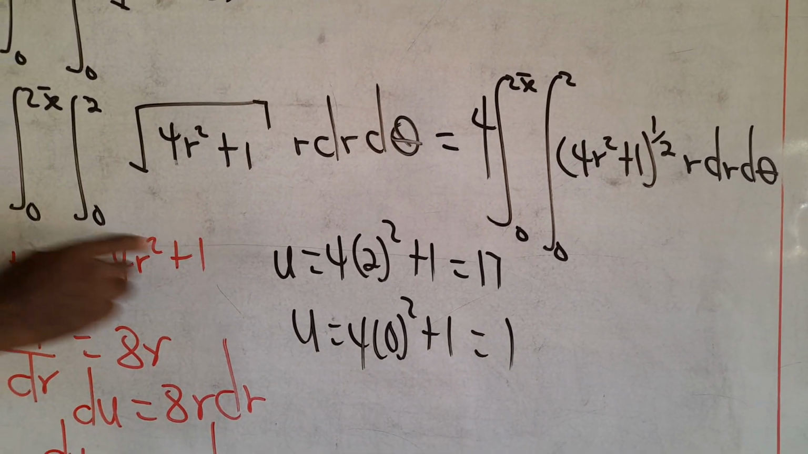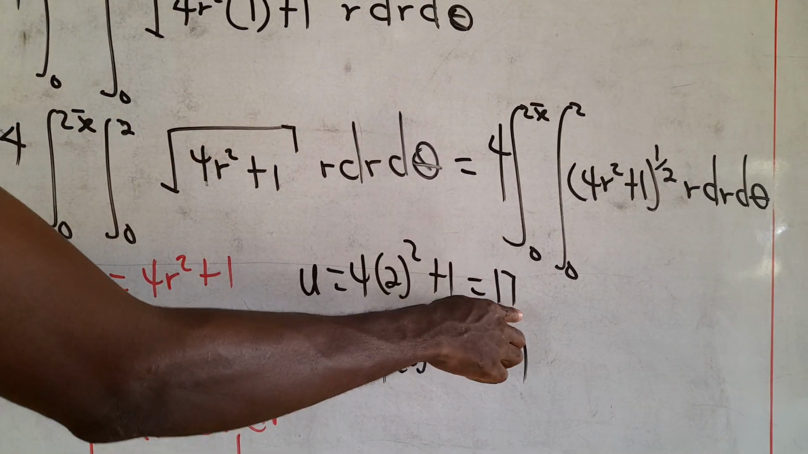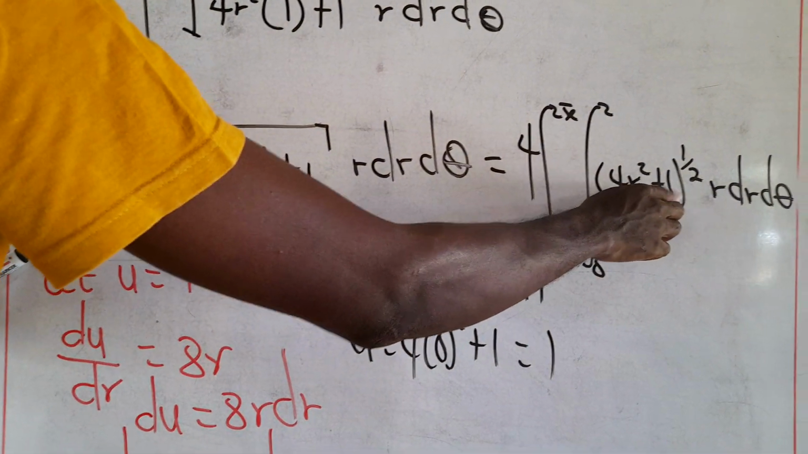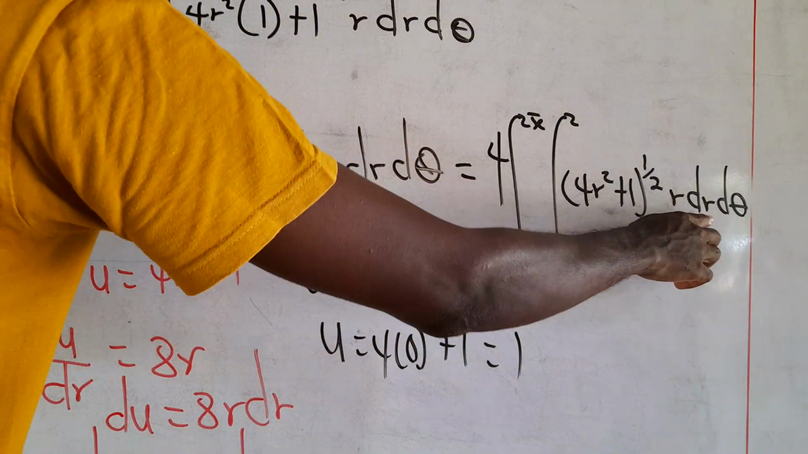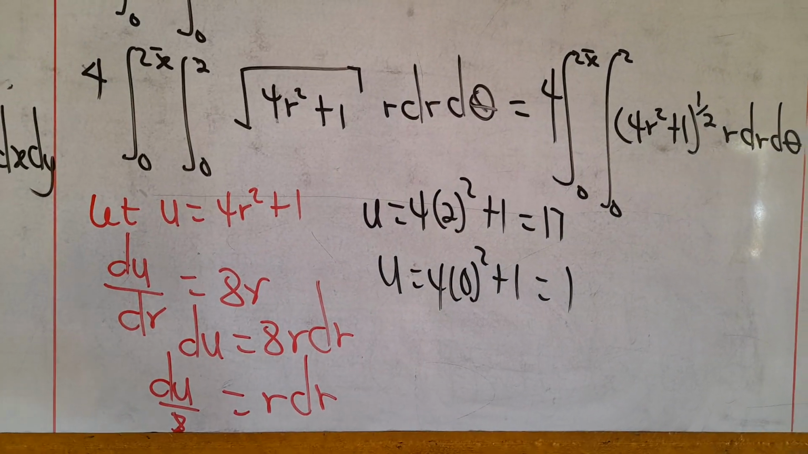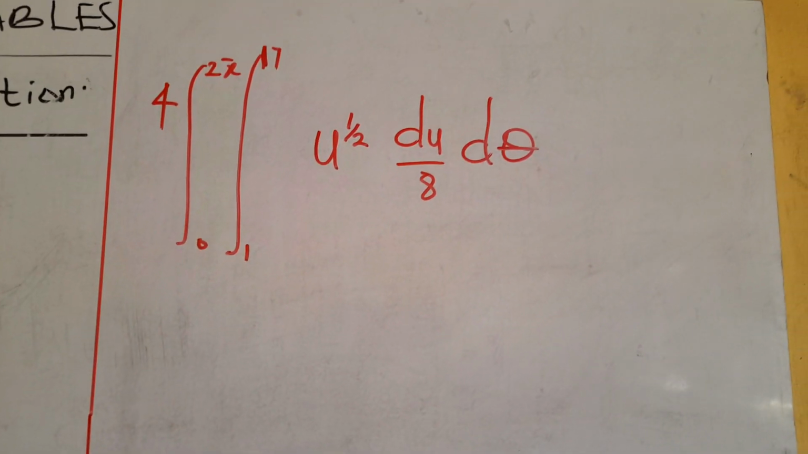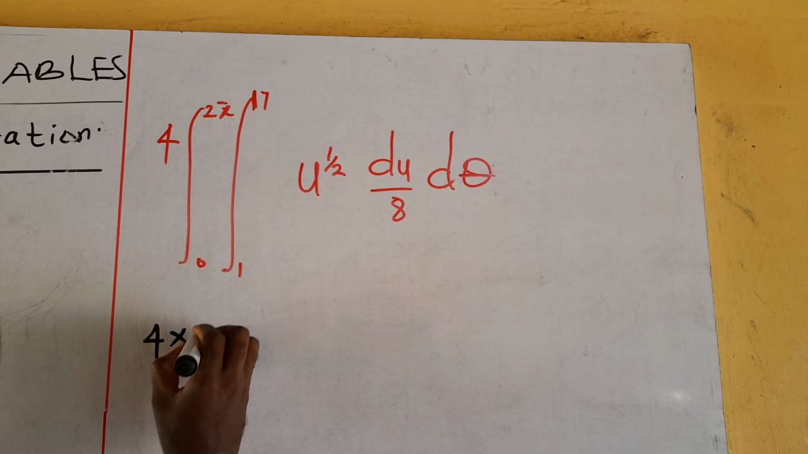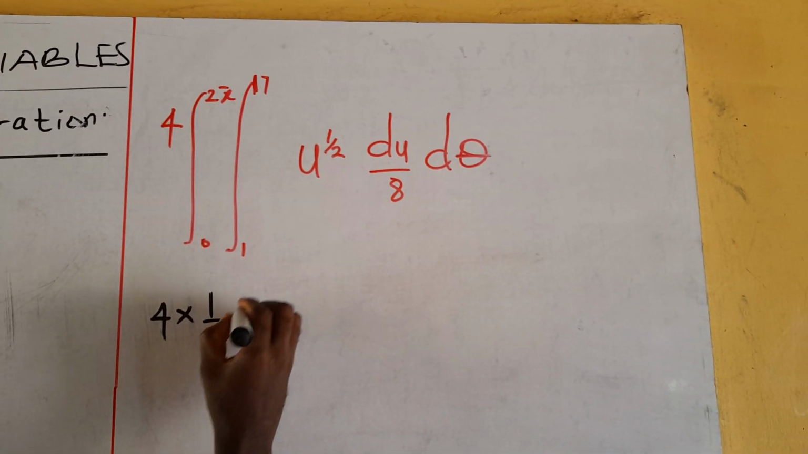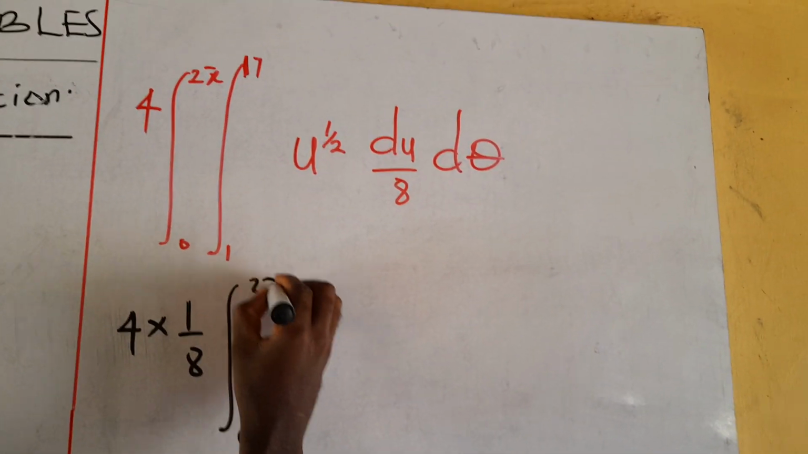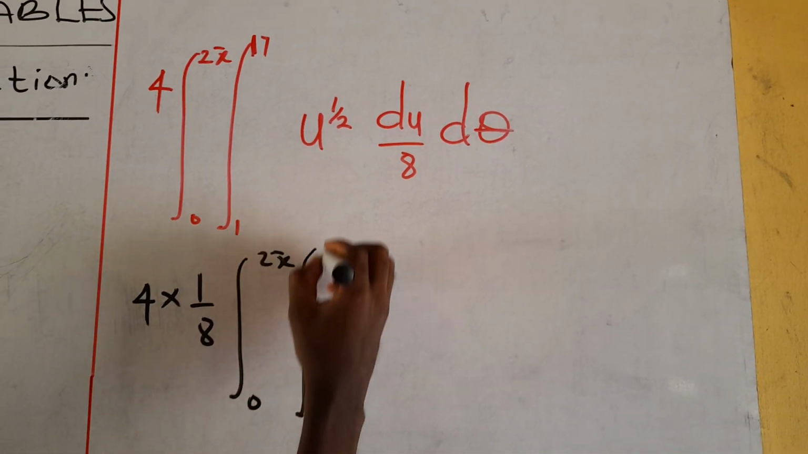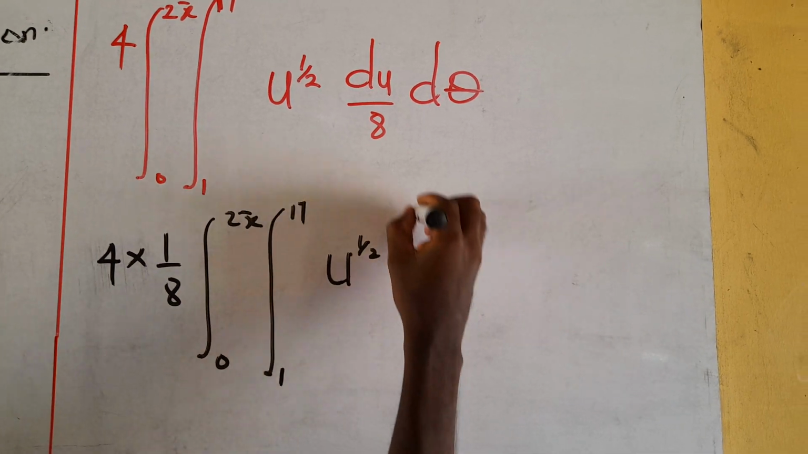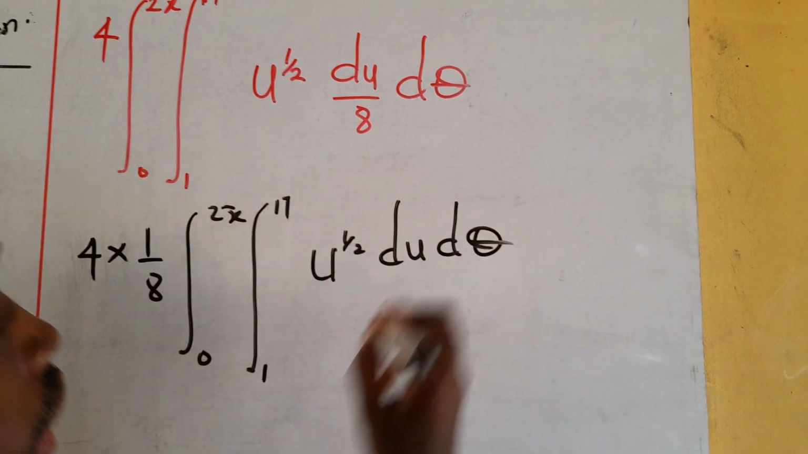So in place of 0, we substitute 1. In place of 2, we substitute 17. In place of 4r squared plus 1, we substitute u. In place of r dr, we substitute du over 8. Since 1 over 8 is a constant, we can bring it out to multiply the 4. So we have 4 times 1 over 8, integral spanning from 0 to 2 pi for theta, integral spanning from 1 to 17 for u, u exponent half du d theta.